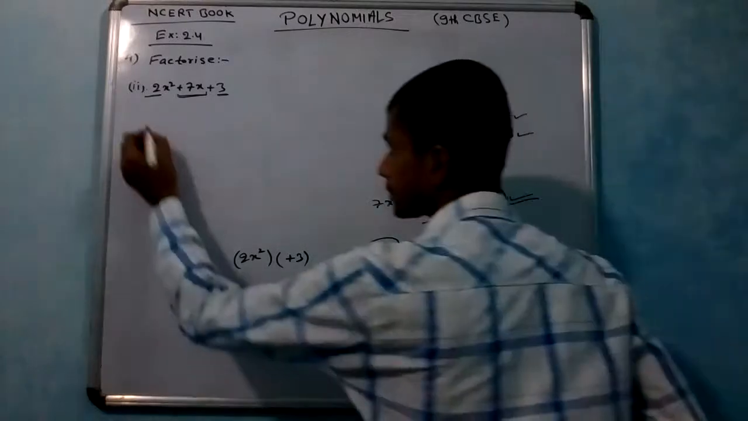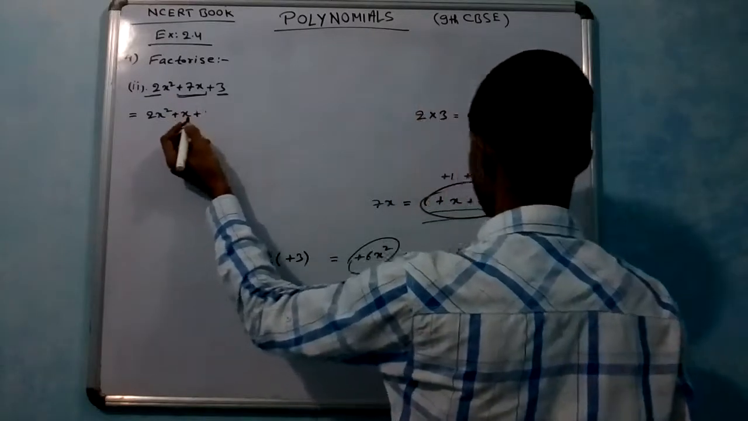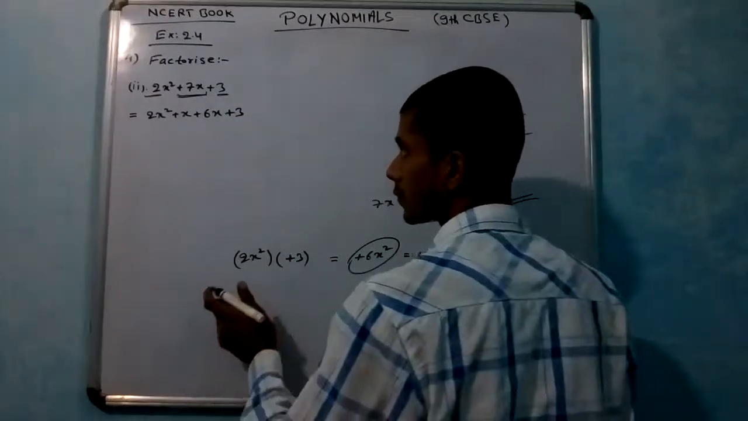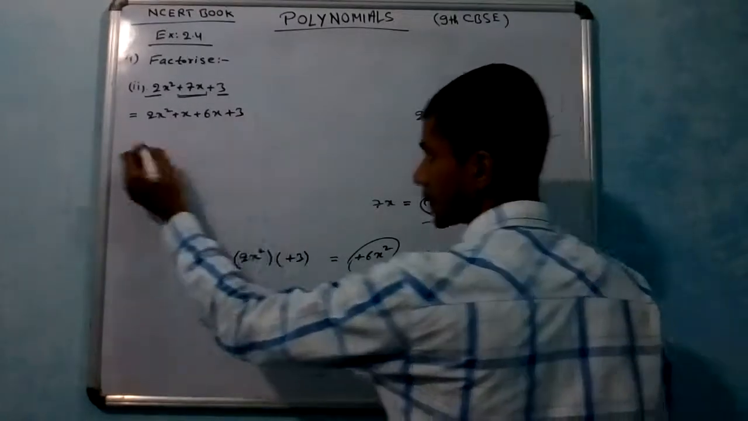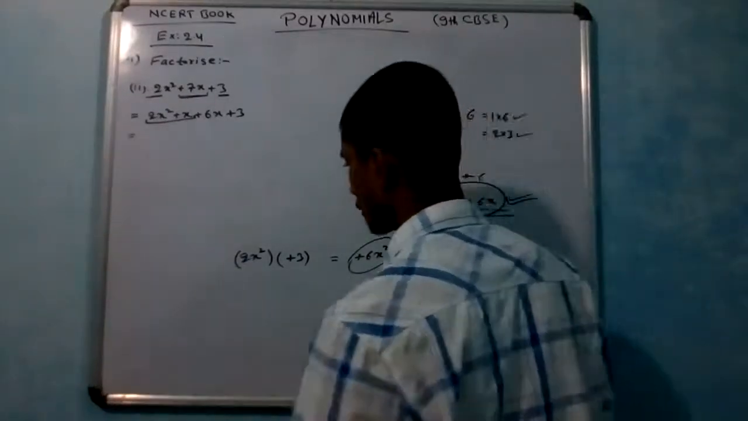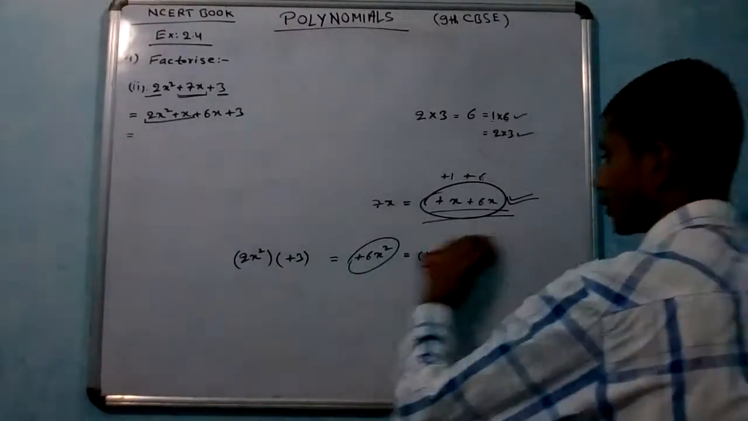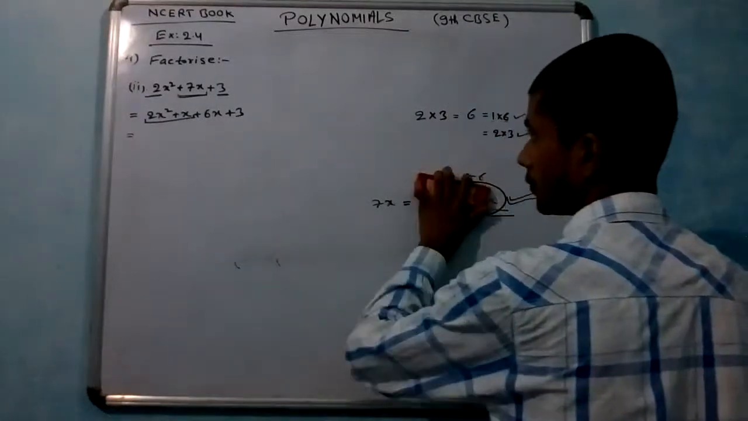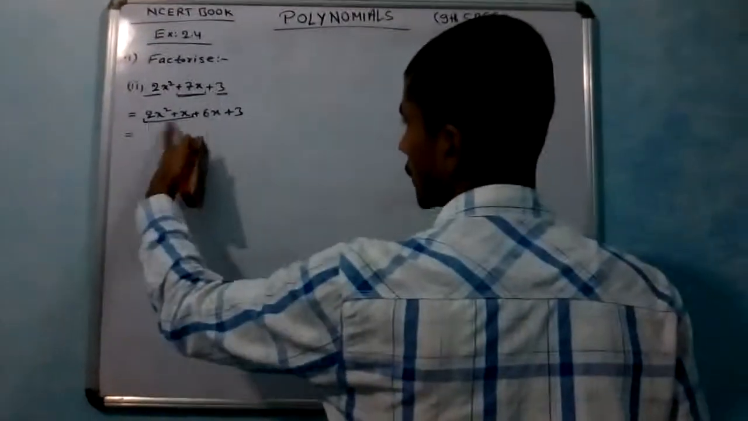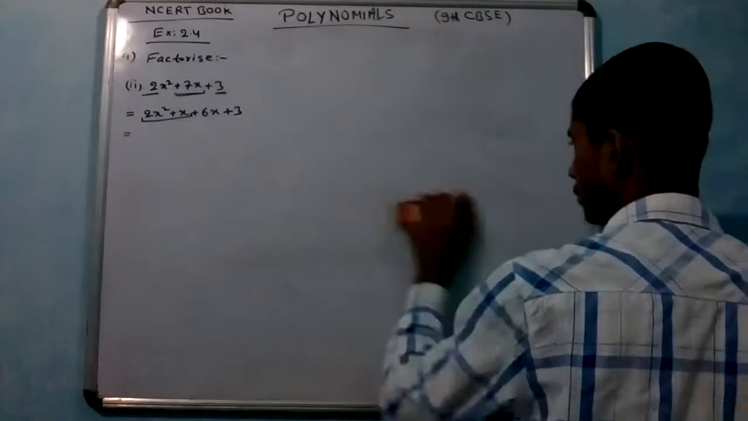Now we will write it there. So 2x square plus x plus 6x plus 3, fine, plus 3. Now we will take the first two terms and we will take the common terms outside. So what are the common terms in the first two terms?